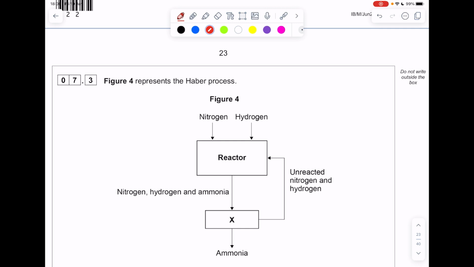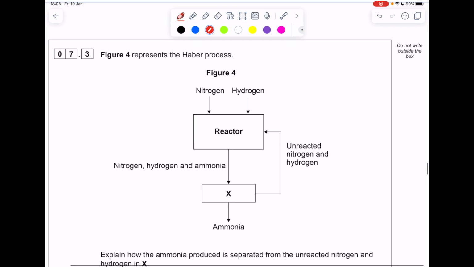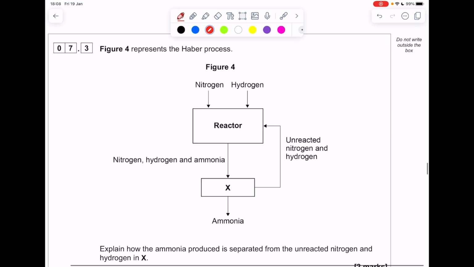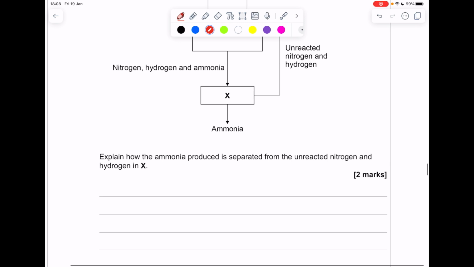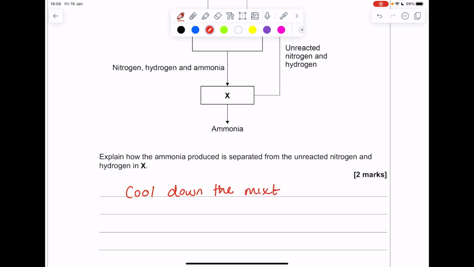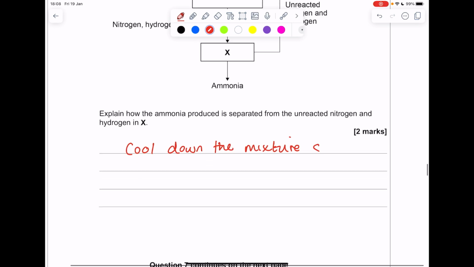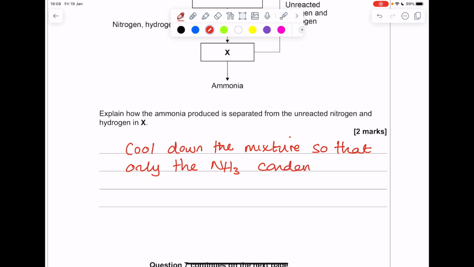Figure 4 represents the Haber process. So we've got nitrogen and hydrogen entering the reactor. Then ammonia is being produced, and any unreacted nitrogen and hydrogen is recycled. Explain how the ammonia produced is separated from the unreacted nitrogen and hydrogen. So we're going to cool it down so that only the ammonia liquefies. Or condenses. I prefer the word condenses.